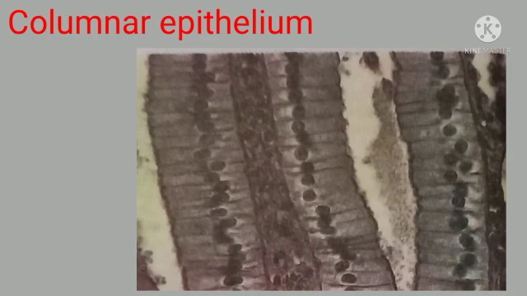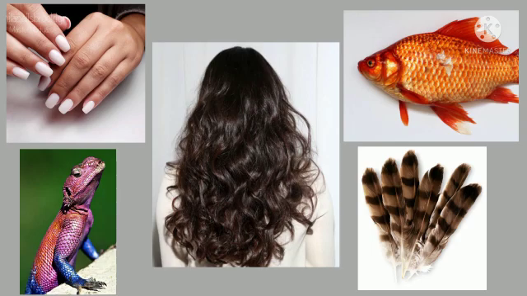Especially these types of cells are located where absorption and secretion occur. Think where we have absorption and secretion in our body. Yes, in the internal structures of the stomach and intestines. We know the skin is also a kind of epithelial tissue. Not only that, our nails, hair, scales of fishes and reptiles, and feathers of birds also grow from epithelium. But they are modified epithelial cells.